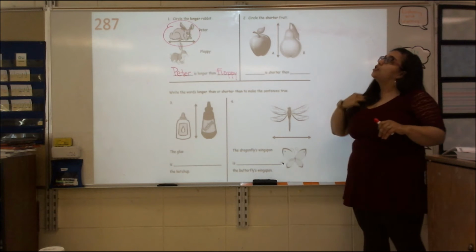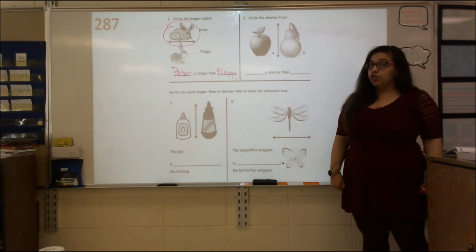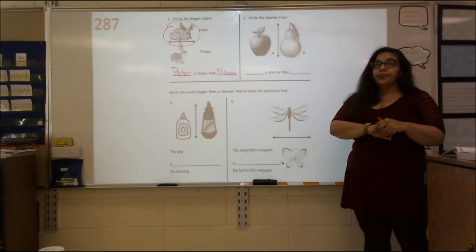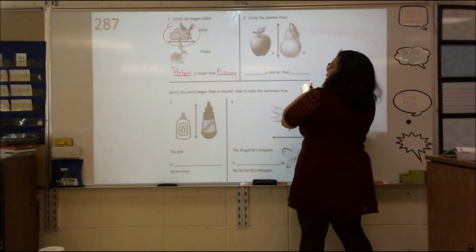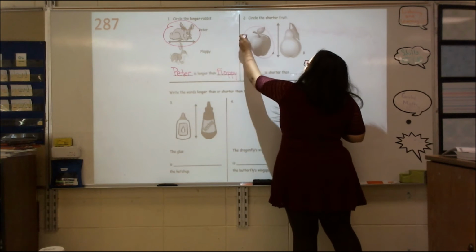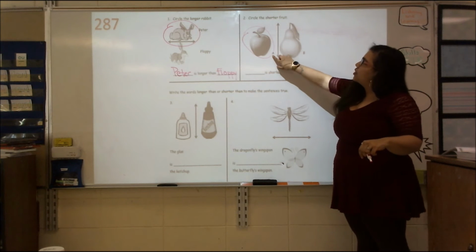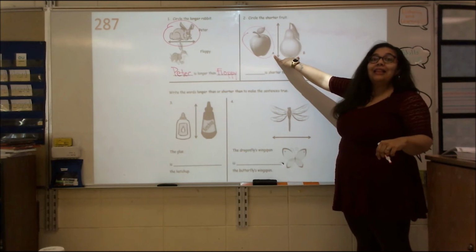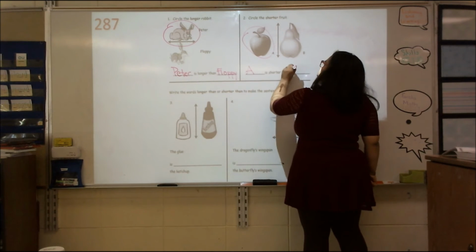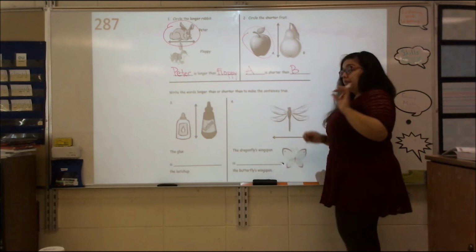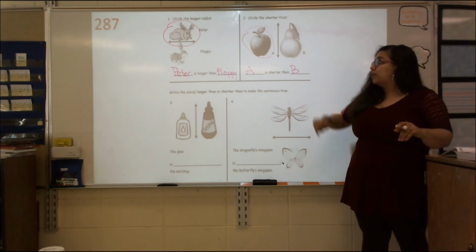Question 2 says circle the shorter fruit. So which piece of fruit is more short, the apple or the pear? The apple. Good job. If we're not sure how to spell apple and pear, look what they gave us right next to it. Letters to identify them. So A is shorter than B. That is acceptable.